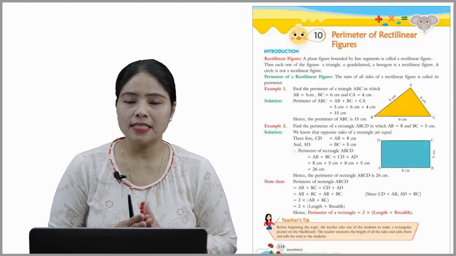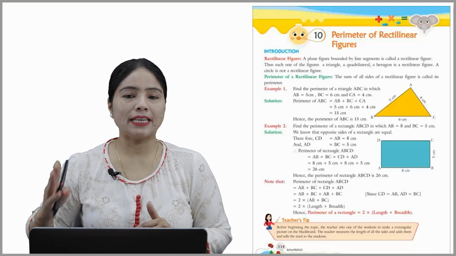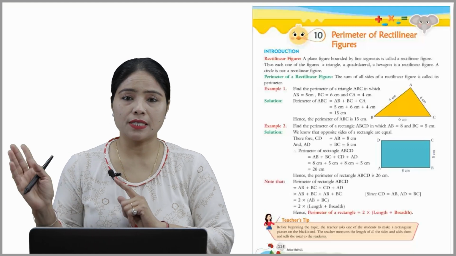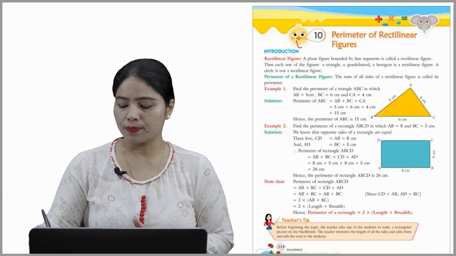So children, today in this class we are going to learn about perimeter of rectilinear figures, beta. Okay, so let's start with that.